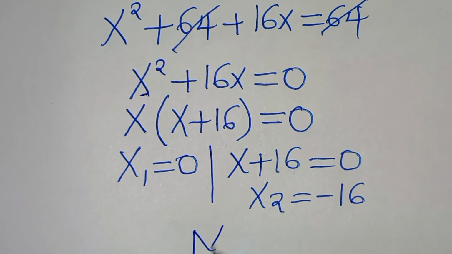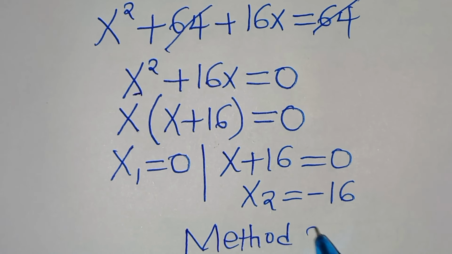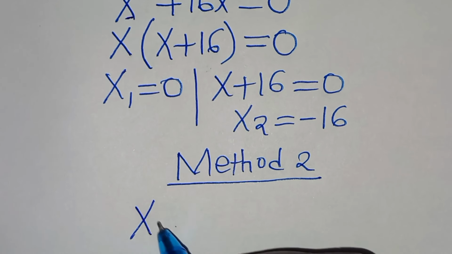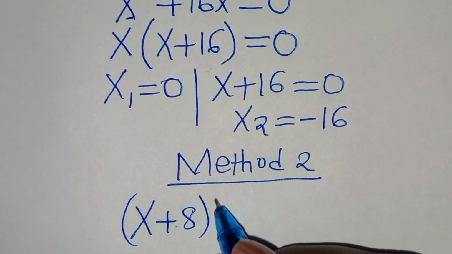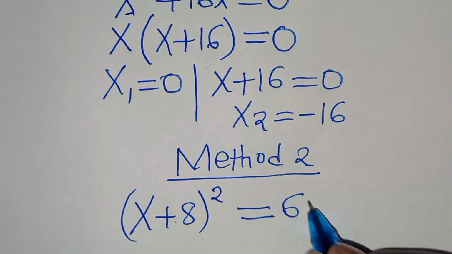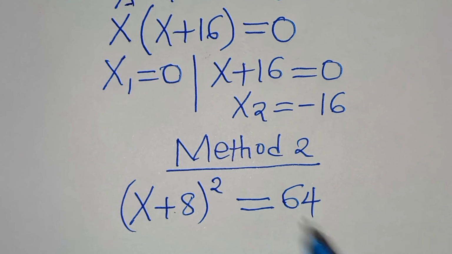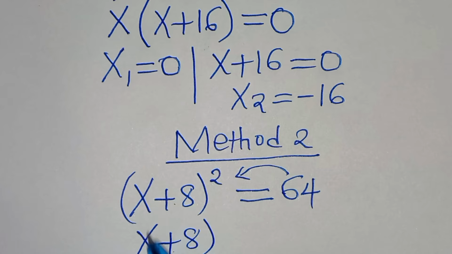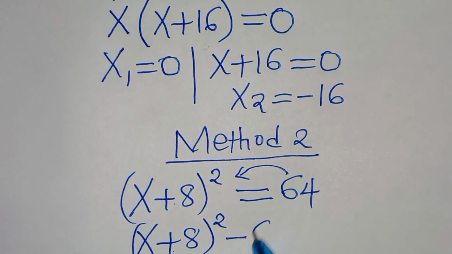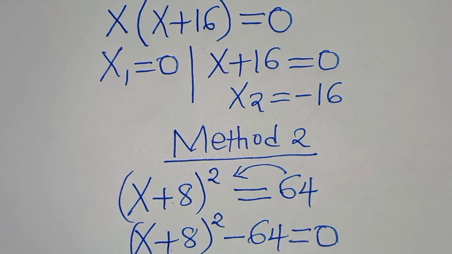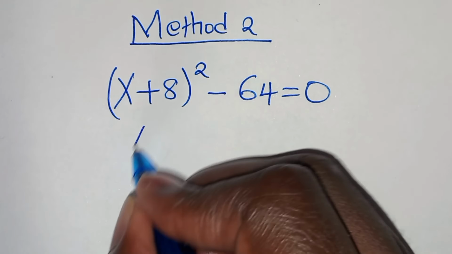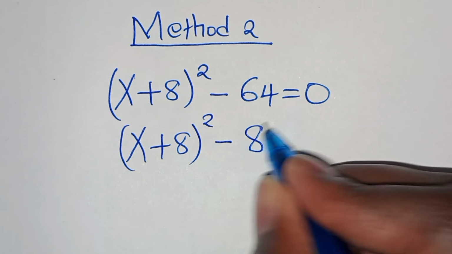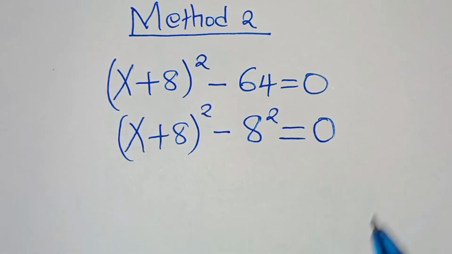Now let's solve by applying method 2. In this case, we have (x + 8)^2 equal to 64. Now, let's take 64 to the left-hand side, so that we have (x + 8)^2 minus 64 equal to 0. Now we have (x + 8)^2 minus 64, which you can express as (x + 8)^2 minus 8^2, equal to 0.